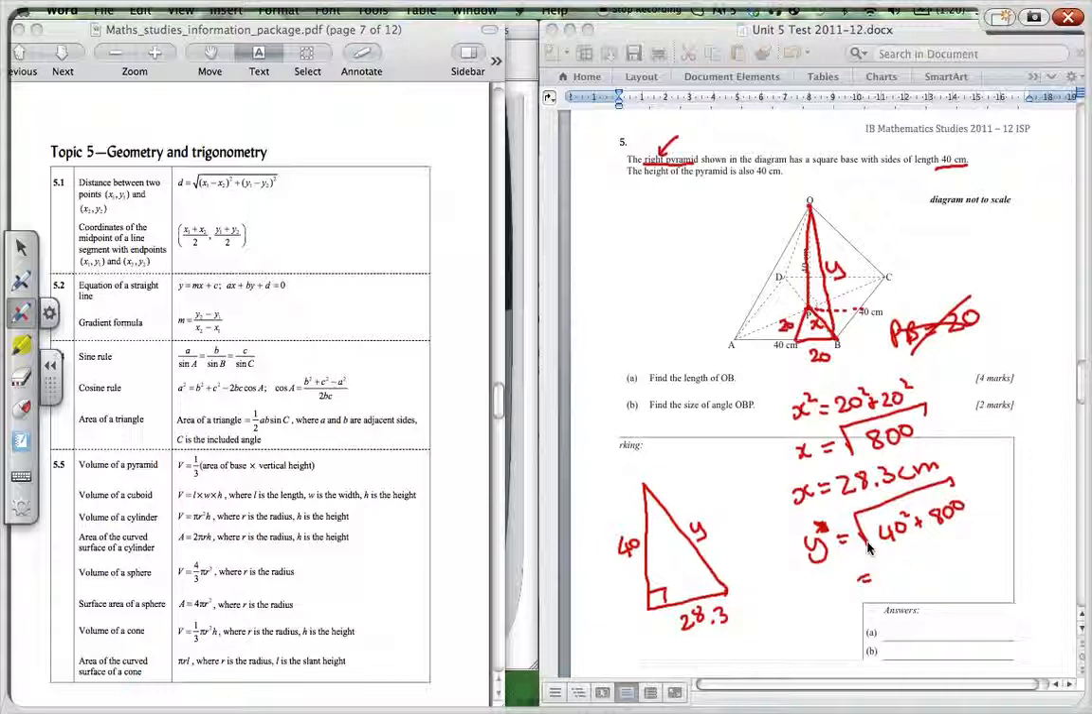So let's just do that. We're going to get shift square root again, and we're going to get 40 squared plus 800, close brackets, enter, and this equals 48.98, so y is actually equal to 49 centimeters. So we've got 49 centimeters here.